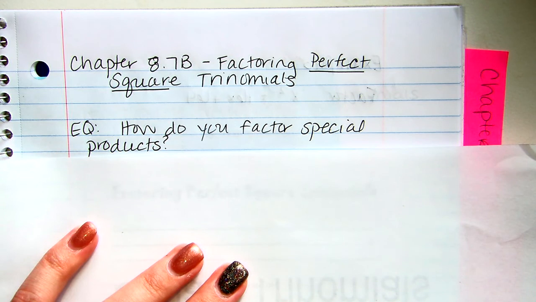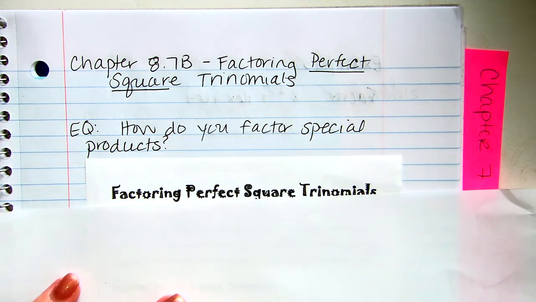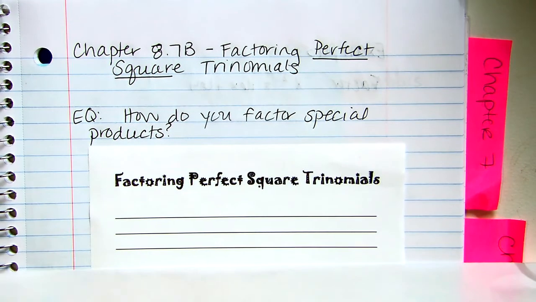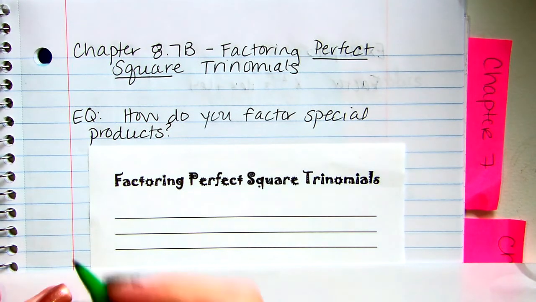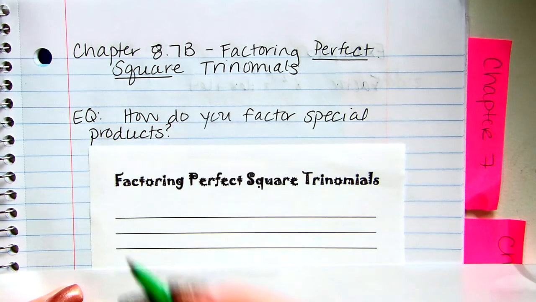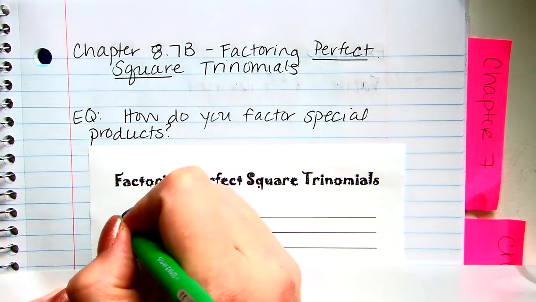Now, when we're factoring perfect square trinomials, we have a couple of things that we need to keep in mind. The first is the pattern for finding the square of a binomial is going to give us the pattern for factoring trinomials. So we're going to write that down.